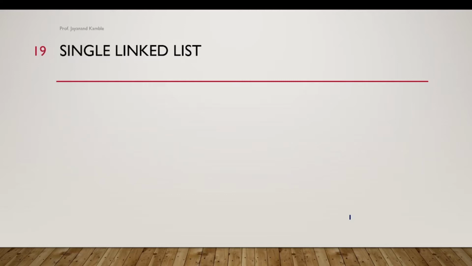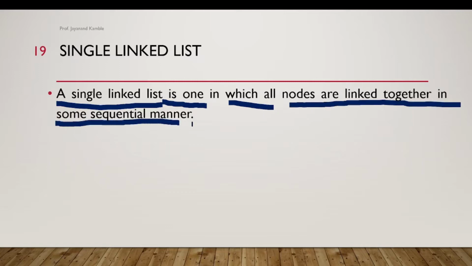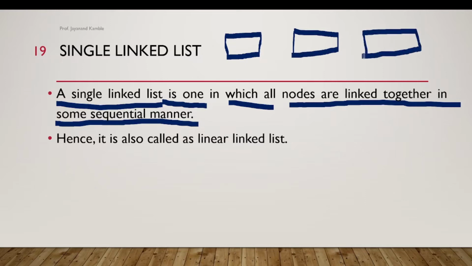Singly linked list. What is meant by singly linked list or single linked list? A single linked list is one in which all nodes are linked together in some sequential manner. Let's say we have one node of the linked list, then a second node, then a third node. So these are the nodes, and the concept is nodes are linked together in some sequential manner.